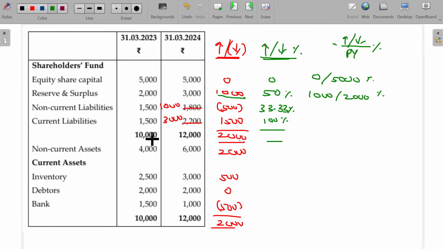And 2000 increases from the base 10,000, 20% change. Here 2000 from 4000, 50% increase. 500 from 2500, 20% increase. 0, 0. 500 decrease, here this 33.33 is a minus value. 500 from 1500, 33.33 percentage decrease, negative value. Finally 2000 from existing 10,000, it's nothing but 20% increase. Is that clear? So we have completed common size as well as comparative statements.